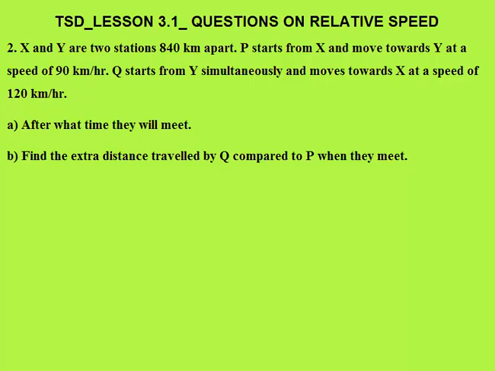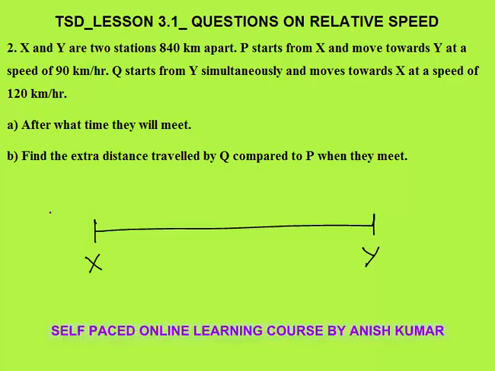Second question is, X and Y are two stations 840 km apart. Let's make a diagram. Diagram will make this question very easy. This is station X, this is station Y. P starts from X towards Y. Here is P. Q starts from Y towards X. P's speed is 90 km per hour. Q starts from Y simultaneously, at the same time, and moves towards X at a speed of 120 km per hour.